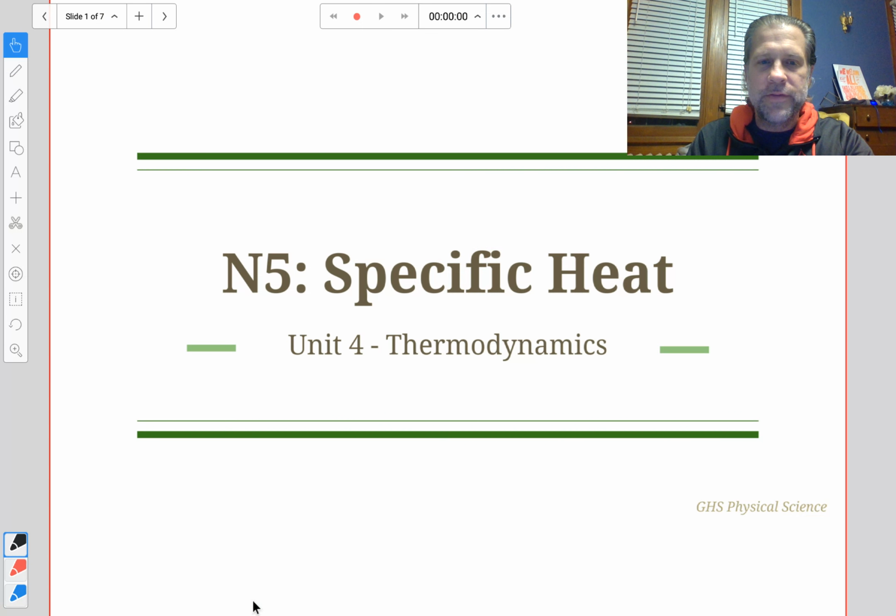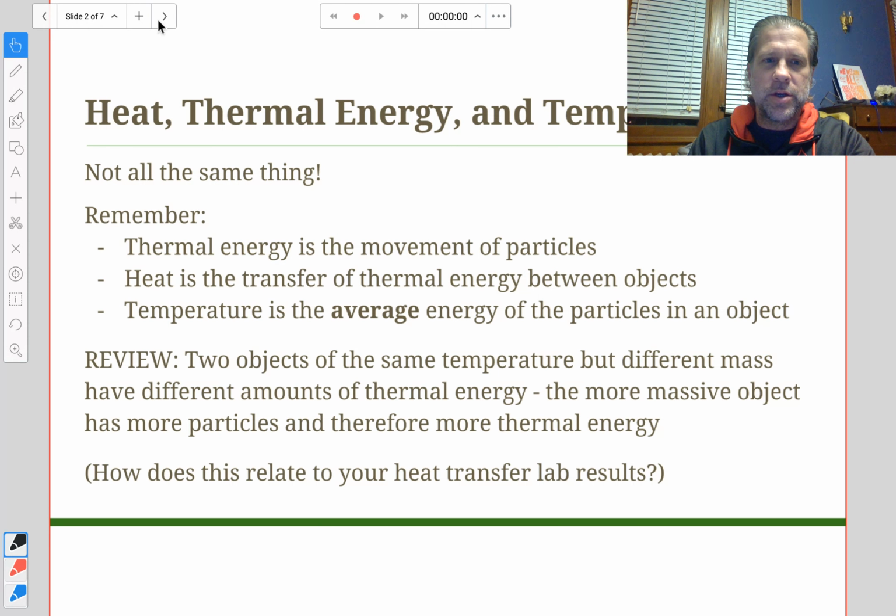So this morning, actually, you're going to be learning about a new concept in this unit that we call specific heat. And specific heat is a new idea. But before we get to the new idea, we have to talk a little bit about heat, thermal energy, and temperature again. So there's a couple of things that you need to remember.